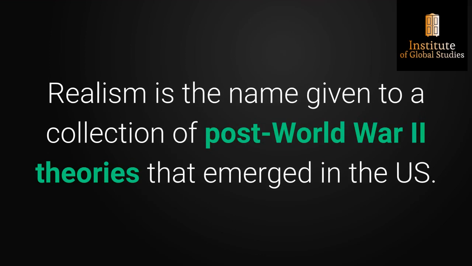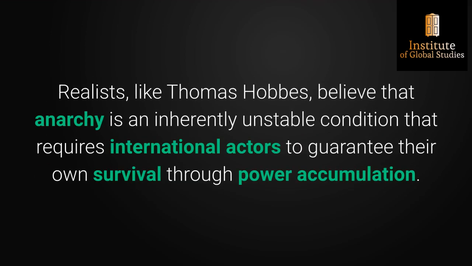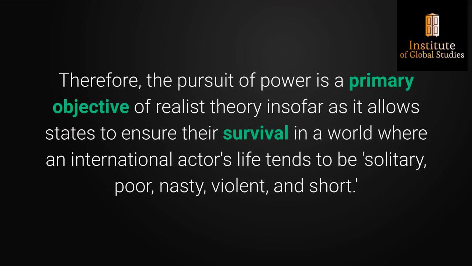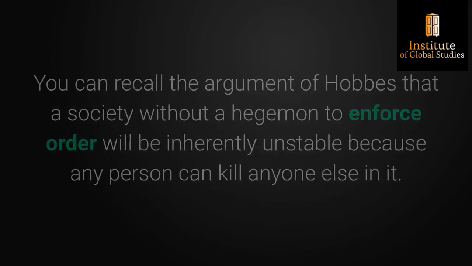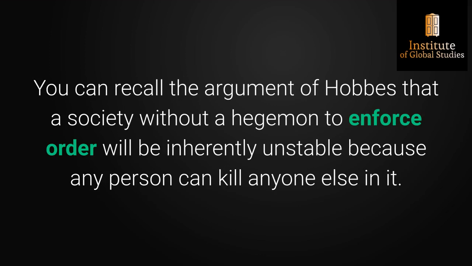Realism is the name given to a collection of post-World War II theories that emerged in the U.S. Realists, like Thomas Hobbes, believe that anarchy is an inherently unstable condition that requires international actors to guarantee their own survival through power accumulation. Therefore, the pursuit of power is a primary objective of realist theory insofar as it allows states to ensure their survival in a world where an international actor's life tends to be solitary, poor, nasty, violent, and short. You can recall the argument of Hobbes that a society without a hegemon to enforce order will be inherently unstable because any person can kill anyone else in it.